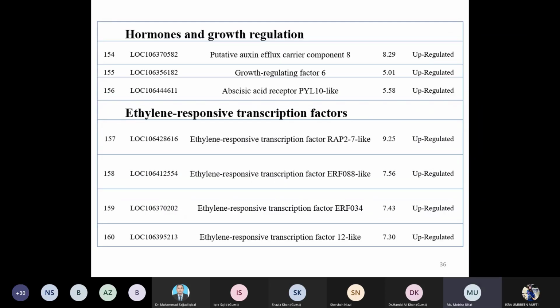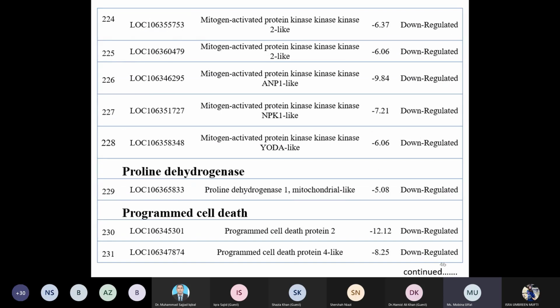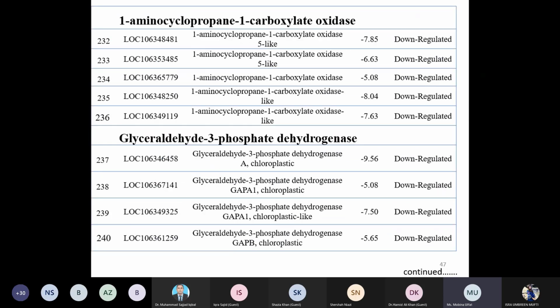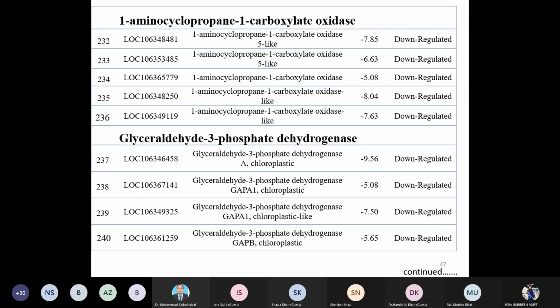Hormones and growth regulation factors, and other ethylene responsive transcription factors were upregulated. Different salinity stress related and photosynthesis related proteins and their subunits were also affected: some of them were upregulated, the rest were downregulated. These include transcription factors, proline dehydrogenase, PCD or programmed cell death, and cyclopropane 1 carboxylate oxidase, which were downregulated. Glyceraldehyde 3 phosphate dehydrogenases were also downregulated.